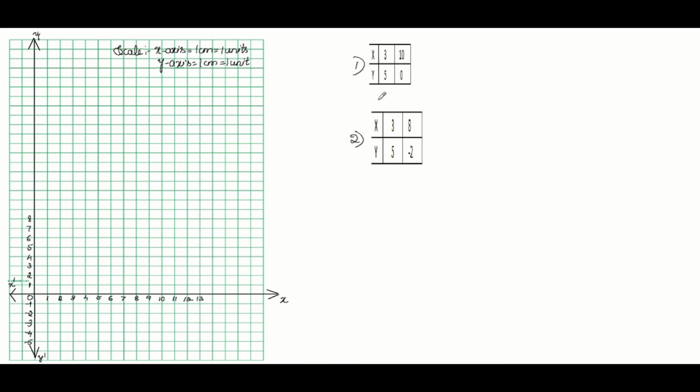Okay. The first point is, at x 3, y will be 5. So this is the point, 3 comma 5. Next, at x 10, y will be 0. So this is that point. For x 10, y will be 0. So we need to neatly join this point here.